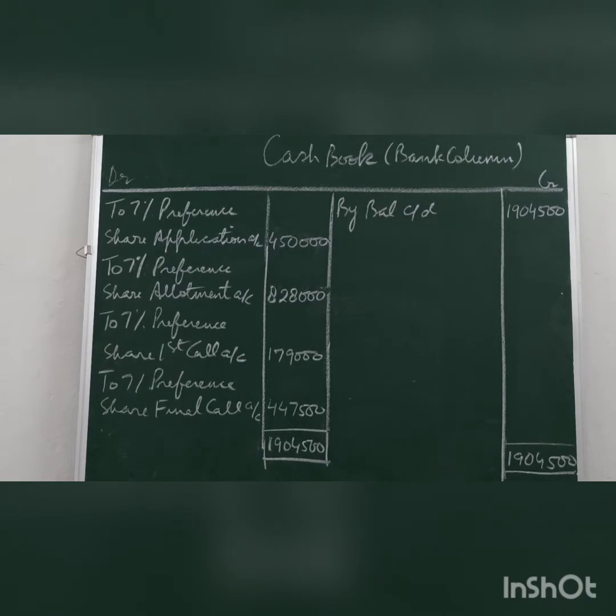That is why on the debit side we post the entry for application money received, allotment received, first call money received after deducting unpaid amount, final call money received after deducting unpaid amount, and when you balance it comes to 19,04,500. If you are asked to prepare the balance sheet, you will show this amount in the balance sheet on the asset side.